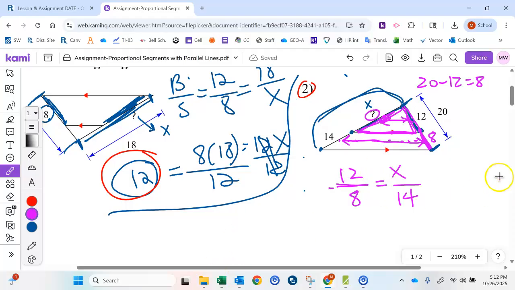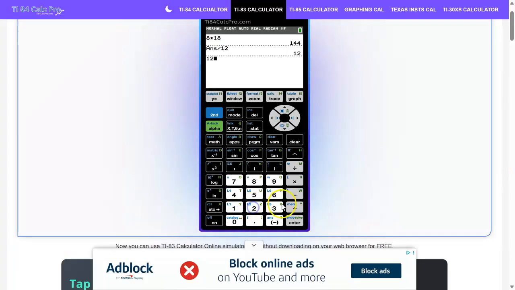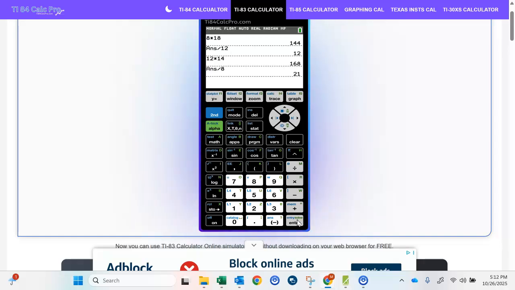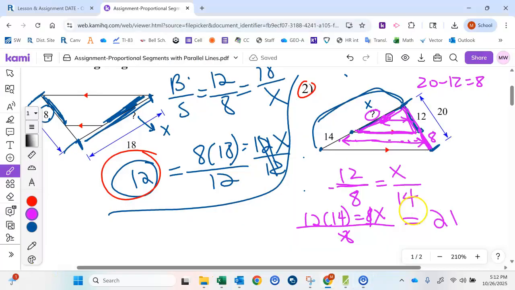So you know how to do this, right? You can do 12 times 14 equals 8x divided by 8. That goes away. So 12 times 14, enter, divided by 8, enter, 21, okay? Equals 21 for x, okay? All right, so that's how you do those two kinds of questions, okay?